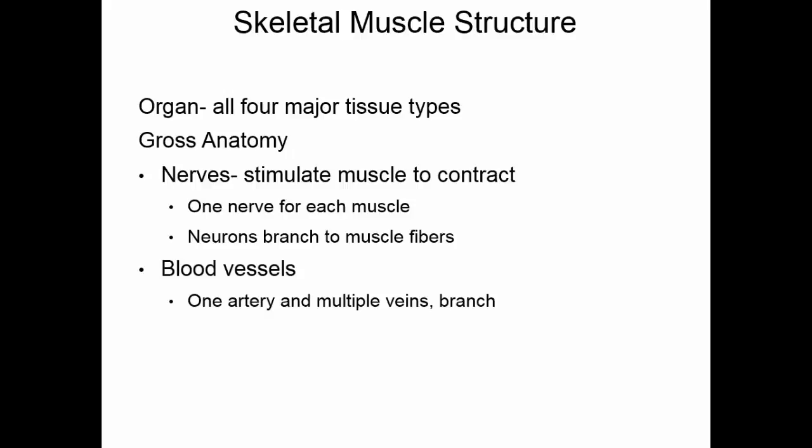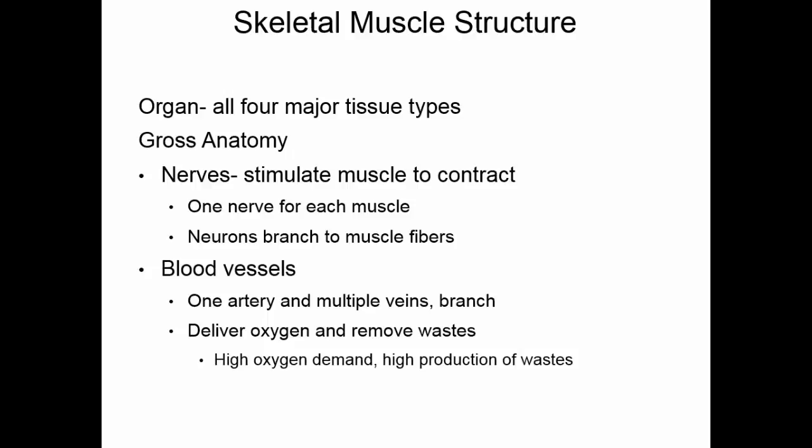One artery feeds each muscle, and multiple veins drain the blood from the muscle. These veins branch repeatedly, as do the arteries, so that the blood goes to all parts of the muscle. The arteries deliver oxygen, the veins remove waste products. This is a highly metabolic tissue with a high demand for oxygen and a high production of waste products.